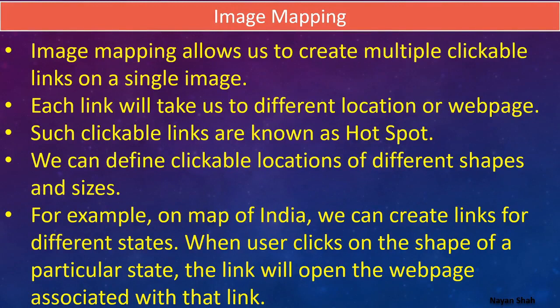So image mapping allows us to create multiple clickable links on a single image, and each link will take us to a different web page or different location. Such links are known as hotspots. We can define such hotspots, clickable locations, with different shapes and different sizes.